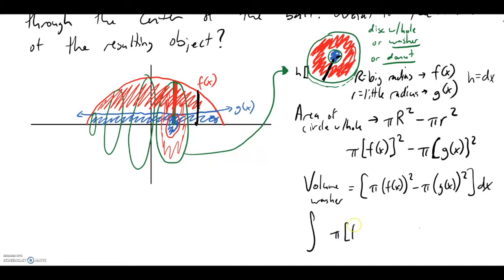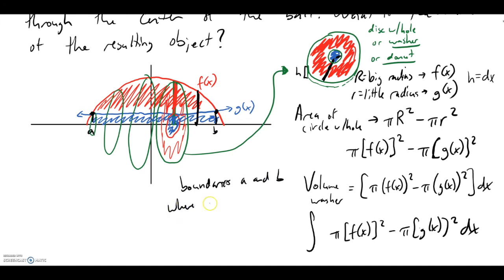I would add up every single one of these that's formed across the entire region that I care about. The big thing is the boundaries. And the boundaries, we call them A and B, are where f of x equals g of x. And that would tell me where to start and stop my region.